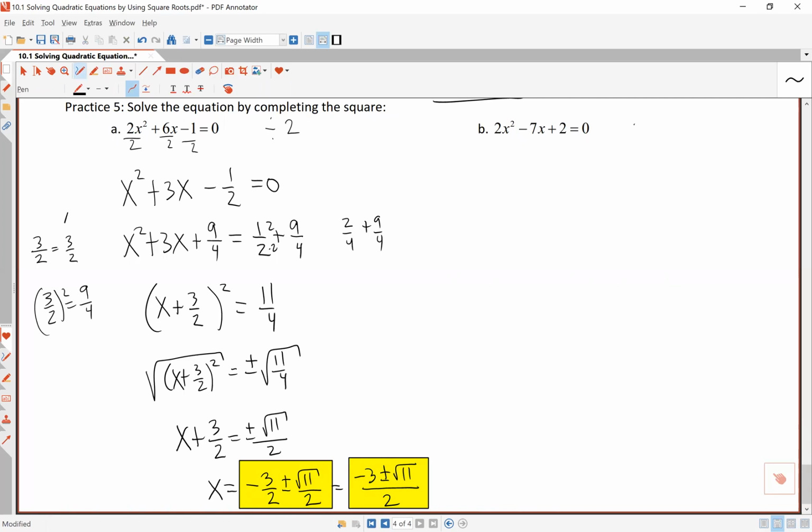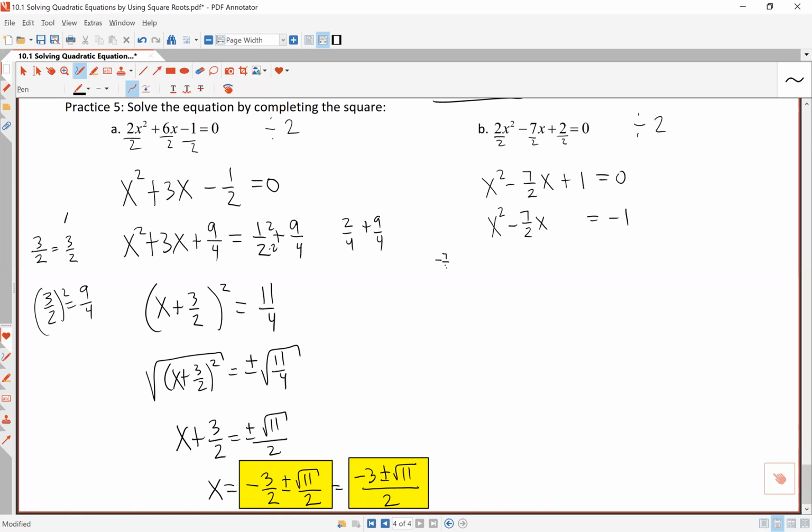Letter B, same thing, divide everything by 2 first, and get x squared minus 7/2 x plus 1. Isolate the x squared and the x terms by subtracting 1 from both sides.